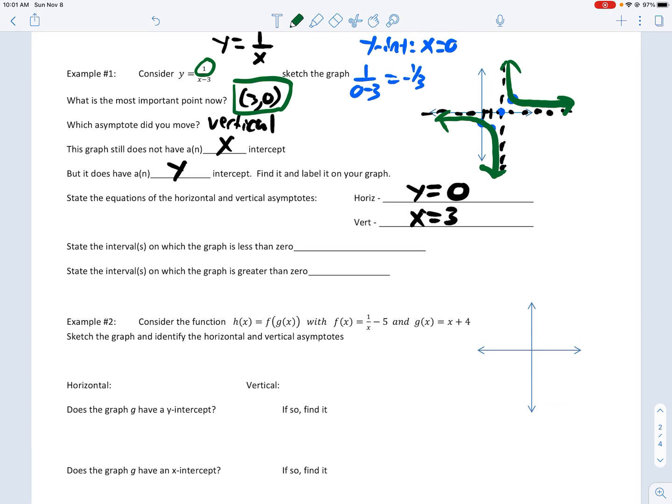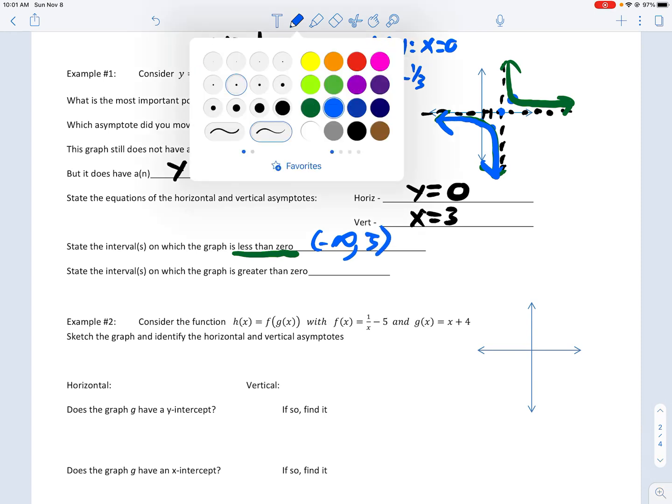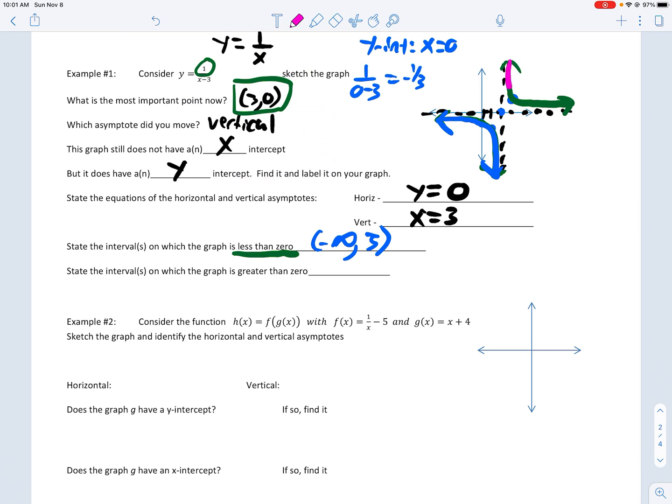All right, where is the graph less than 0? Less than 0 would be the blue part of the graph right there. So that would be from negative infinity all the way to 3. Or is it greater than 0? That would be the purple part of the graph. So that is from 3 to infinity.